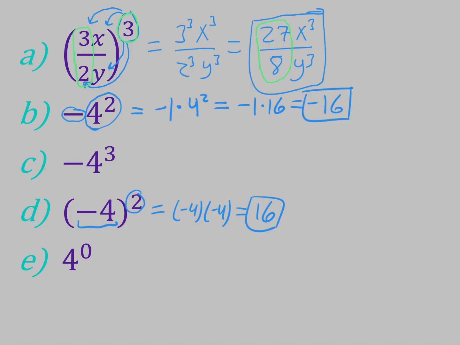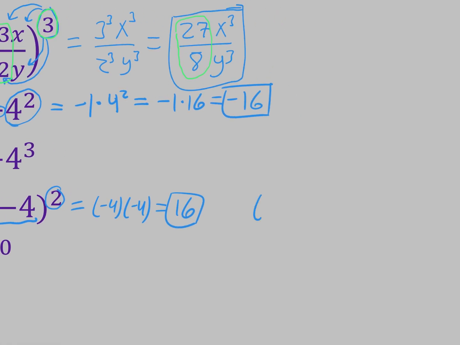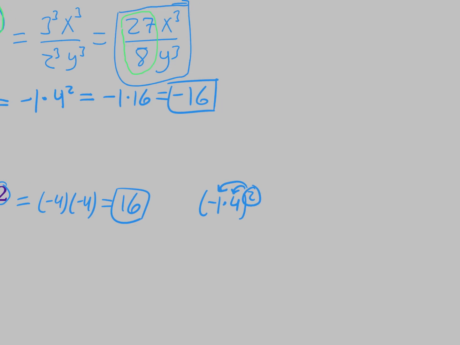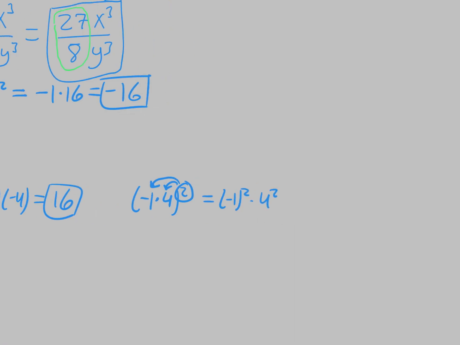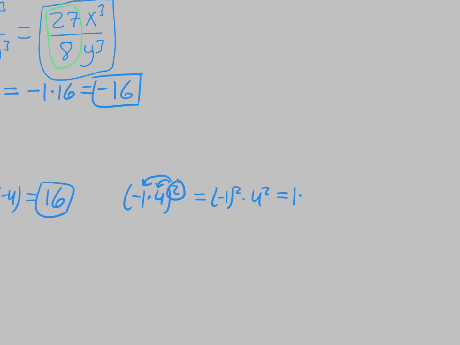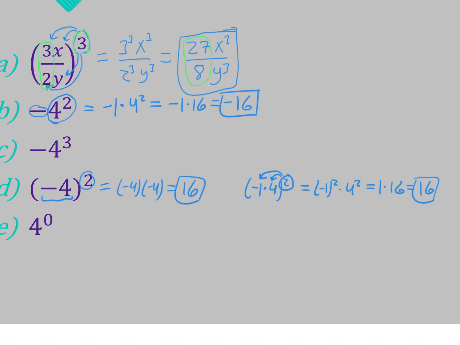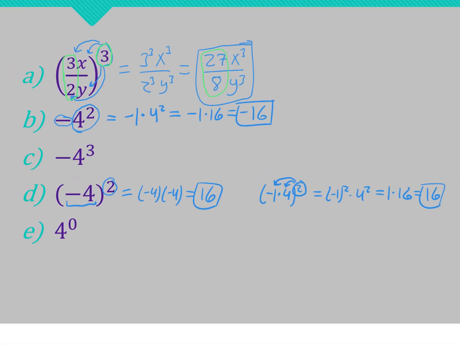If you want to think of it the same way with the -1, right? Let's do -1 times 4 to the second power. I know that I can distribute exponents to each factor. So this is going to be -1 squared times 4 squared. But -1 squared is just +1. So I get 1 times 16, +16. No matter which way you think about it, you're going to get the same answer. All right, so just an important concept for you to understand.